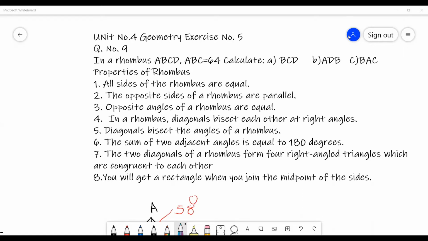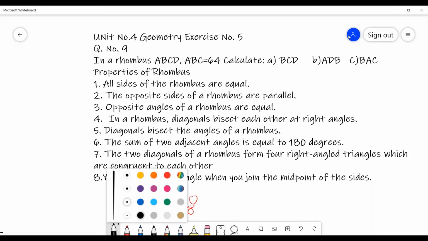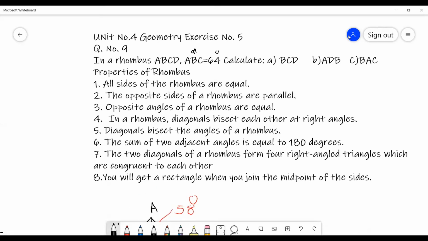Hello guys, today we are going to discuss unit number 4, geometry, exercise number 5, question number 9. In rhombus ABCD, angle ABC is equal to 64 degrees. Calculate angle BCD, angle ADB and angle BAC. First of all, we will discuss the properties of a rhombus.